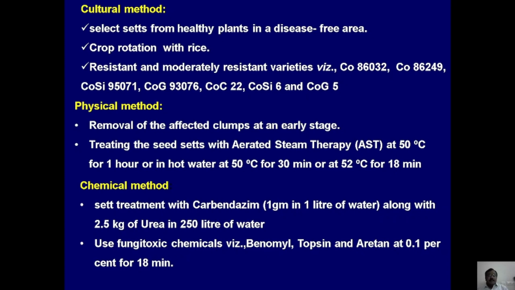Then sett treatment with carbendazim 0.1%, that is 1 gram mixed in 1 liter of water, along with 2.5 kg of urea mixed in 250 liters of water, will help in reducing the inoculum density as well as enhancing germination. And use of some of the fungitoxic chemicals like benomyl and Topsin, but these fungicides are not available.